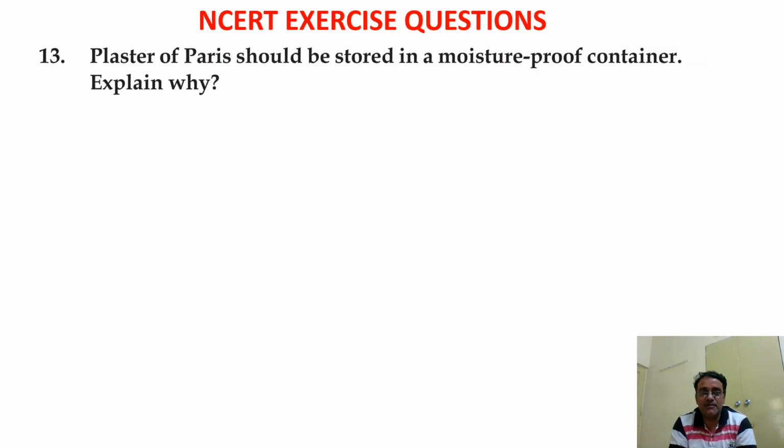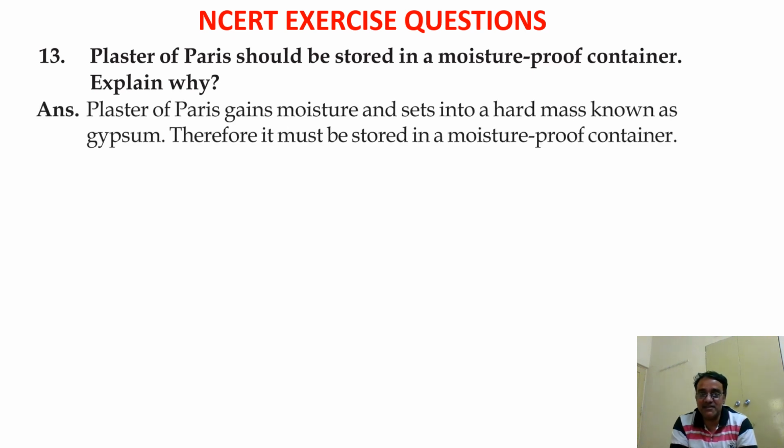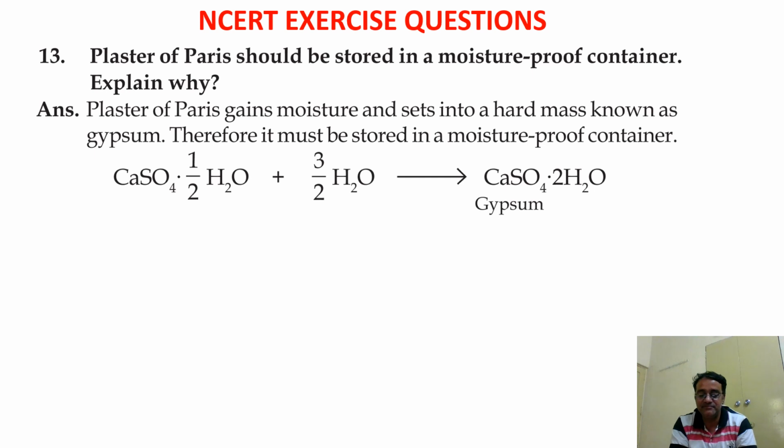Now the next question: plaster of Paris should be stored in a moisture proof container. Why? Because plaster of Paris gains moisture and sets into a hard mass called gypsum, that we have already seen in the plaster of Paris section. When it combines with water, it will turn into gypsum, which is a hard mass. Therefore, it must be stored in a moisture proof container. So this is the chemical reaction. Okay, now we'll move towards the next question.